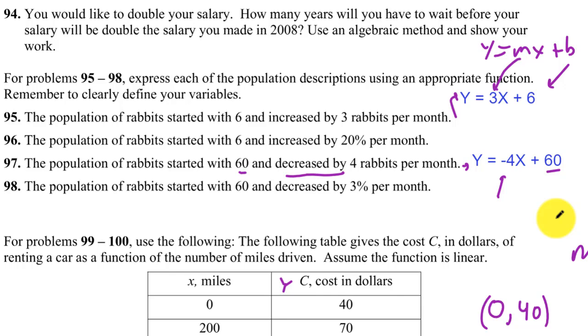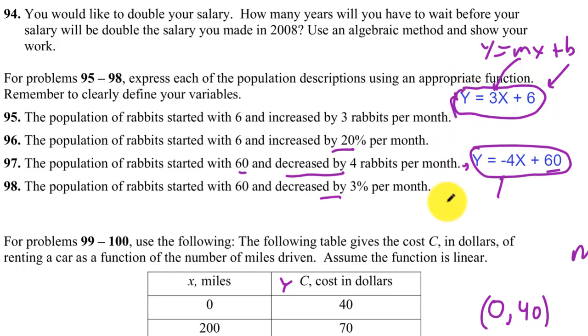Okay, 96 looks like we have an increase of 20%, and 98 we have a decrease of 3%. So let's take a look at those in a moment. All right, before I do, you just want to make sure you write this down because I'm going to erase this in a moment. All right, this was 97, and this was 95. All right, so I'm going to erase that and then do 96 and 98.